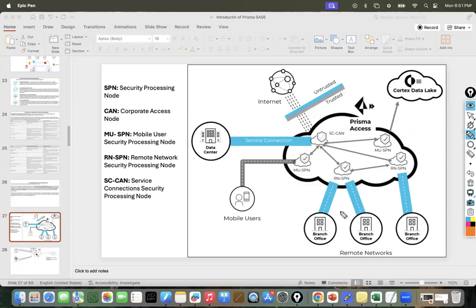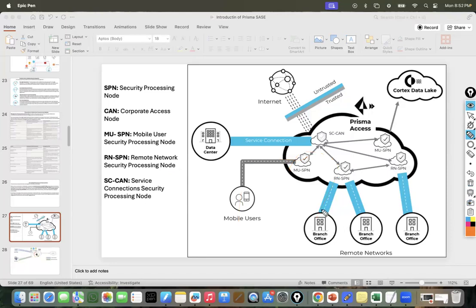Another way, let's suppose I am in the branch user location. I want to connect to any mobile user. So the mobile user first lands to the MUSPN, then they come to the RSPN. RSPN is your Remote Network Security Processing Node. That is your RSPN. So MUSPN, RSPN, we'll discuss how the architecture is going to look, but I'm giving the idea so at least you understand the components, then it is going to make a connectivity.